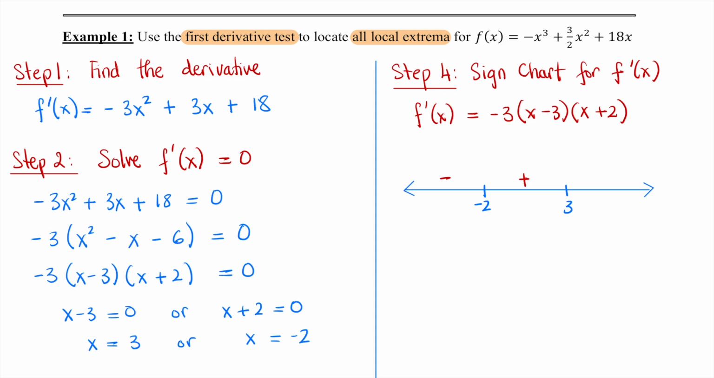Next, I need to pick a number in this interval. You can pick any number that is larger than 3. So let's pick 5. 5 minus 3 is positive. 5 plus 2 is positive. Positive times -3, that is negative.